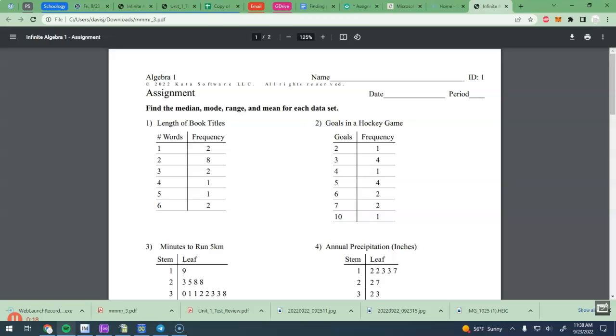Yeah, okay. Alright, so when you see this frequency, that means how many times? So this is the one on the extra credit I made yesterday because we hadn't talked about it yet. So this is me talking about it. That means there was a book title that was one word long twice. So when you're writing out the numbers, you go 1, 1. There's 2 ones. There was a book title that was 2 words long 8 times. So this is how many times there was a 2. So you got to write 8 2s.